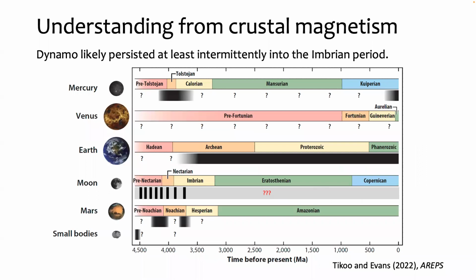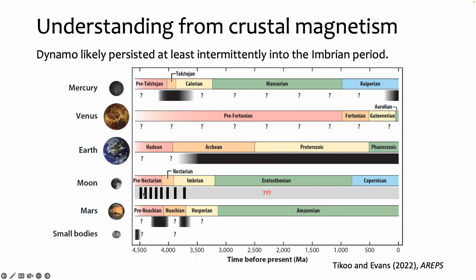So what we've learned from crustal magnetism is that the interiors of many early impact basins do contain magnetic anomalies, which are indicative of at least some kind of intermittent dynamo operating from the pre-Nectarian, which is about 4.5-ish billion years ago, all the way into the Imbrian period.